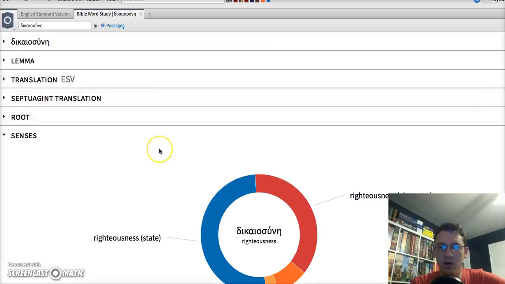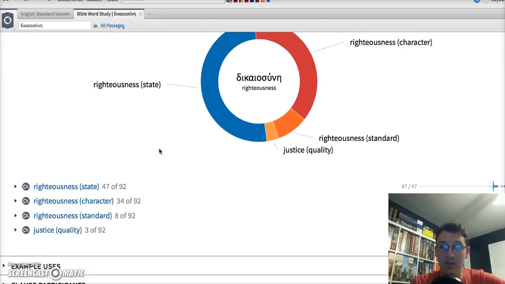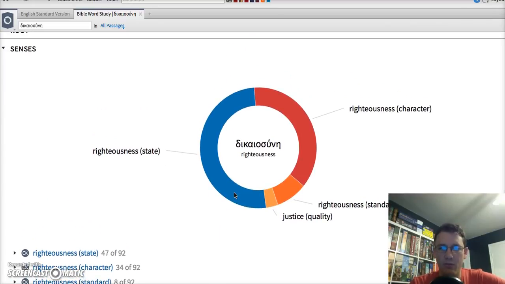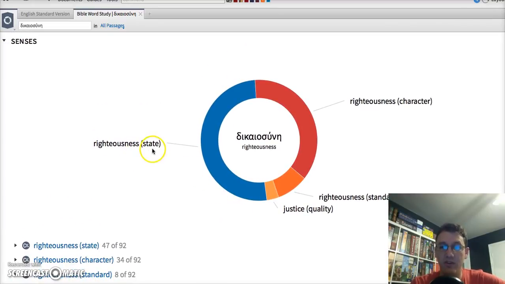But this is the point where, as graduate students, I want you to be thinking about how you critically engage with a given interpretation. Okay, so here we have 4 different senses: righteousness, and then they tell you that the sense is like a state of being. Righteousness as a characteristic or a character trait. Righteousness as a standard by which other people are held. And justice as a quality, which really is just analogous with righteousness as a character. It's just using a different noun to translate it, so they separate it into a different category.